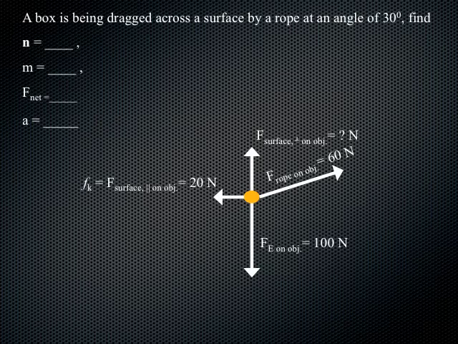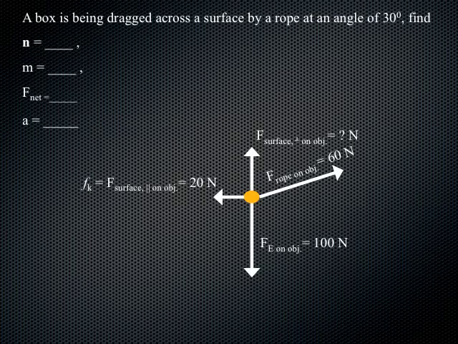Again, an object, a crate, is being pulled by a rope across a surface. It's being dragged, so you have kinetic friction. But in this case, the rope is at an angle of 30 degrees from the horizontal. First, let's find the normal force, the surface perpendicular.